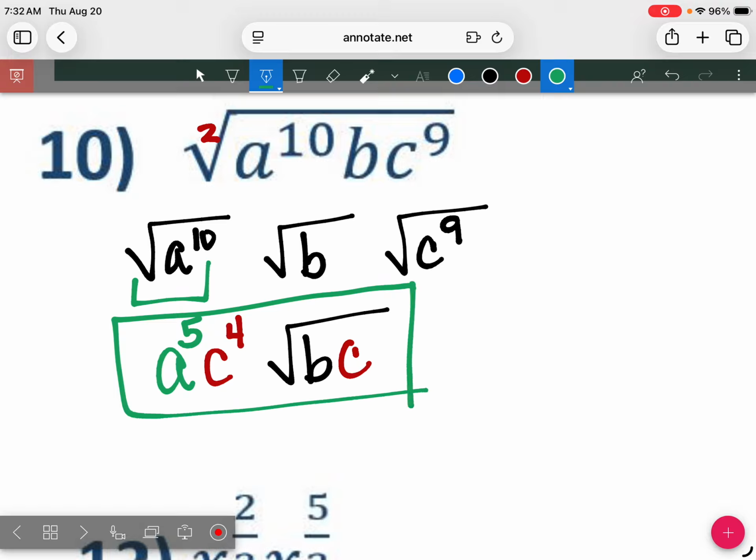You are more than welcome to make 9 C's and circle the pairs and all of that. You can do it that way also. But this is my final answer. So now we're moving into terms where there will be things left under the radical.